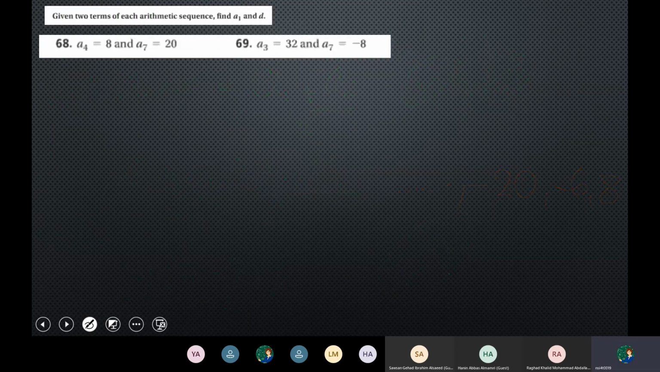Now let's go to 68. In 68 here, he gave me that A sub 4 is 8 and A sub 7 is 20. Now, the arithmetic mean: if I have to find A sub 5, I say A sub 4 plus A sub 6 over 2, because the number after 5 is 6 and the number before 5 is 4. So if I add A sub 4 plus A sub 6 over 2, I can find A sub 5.